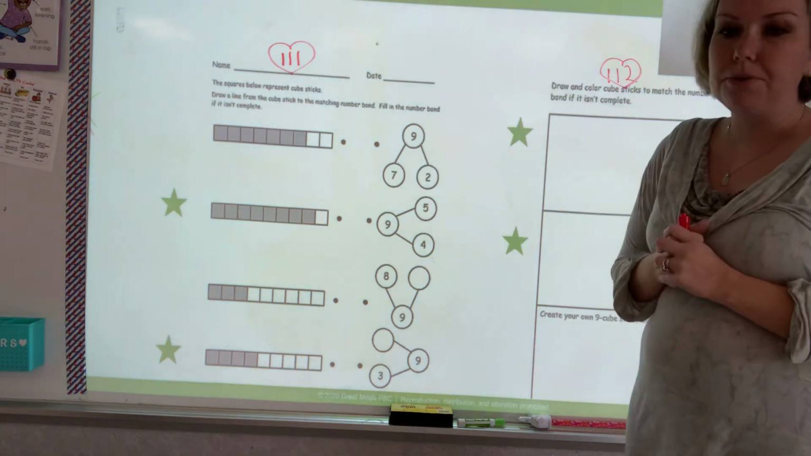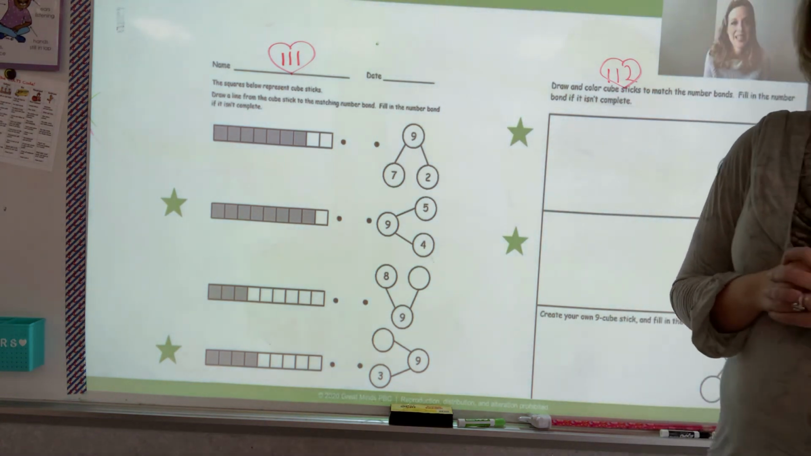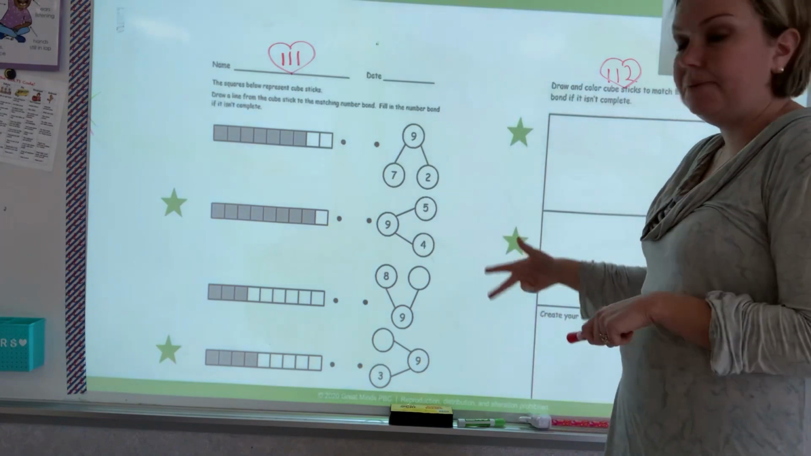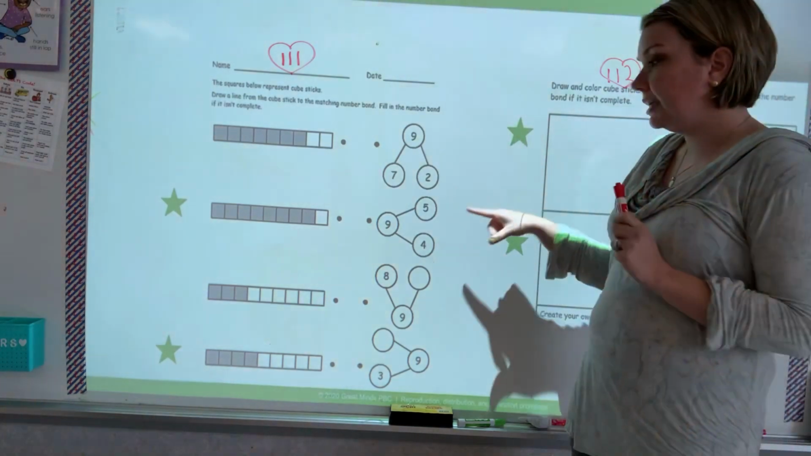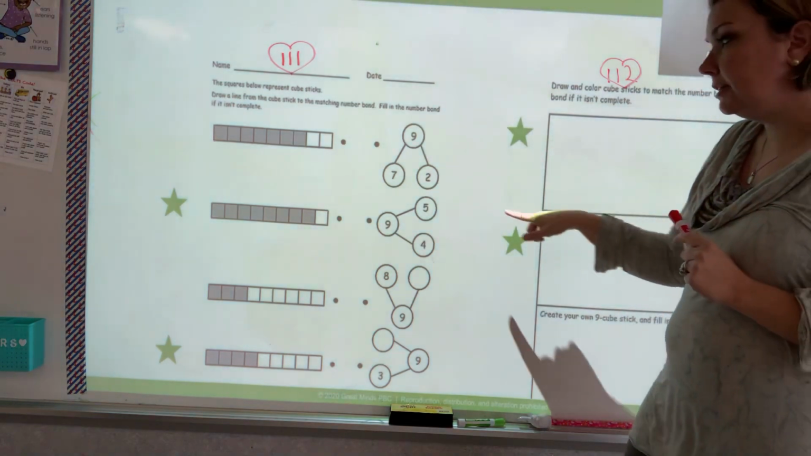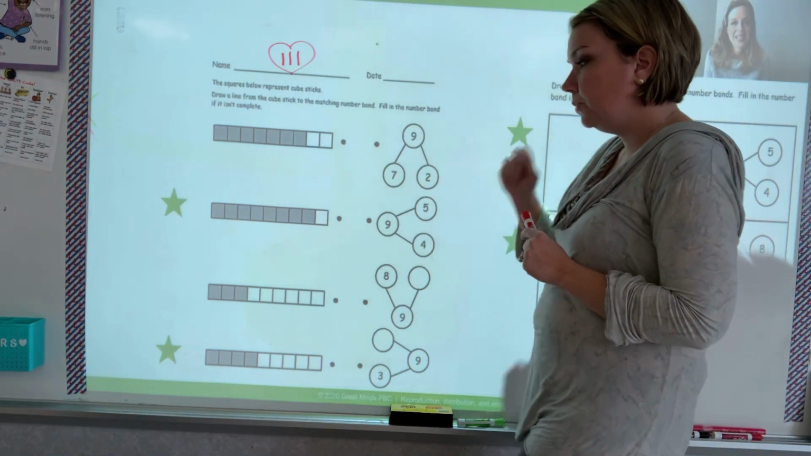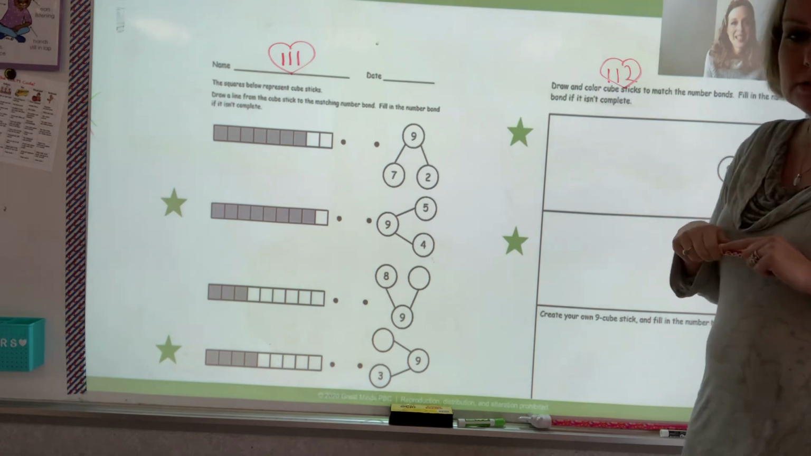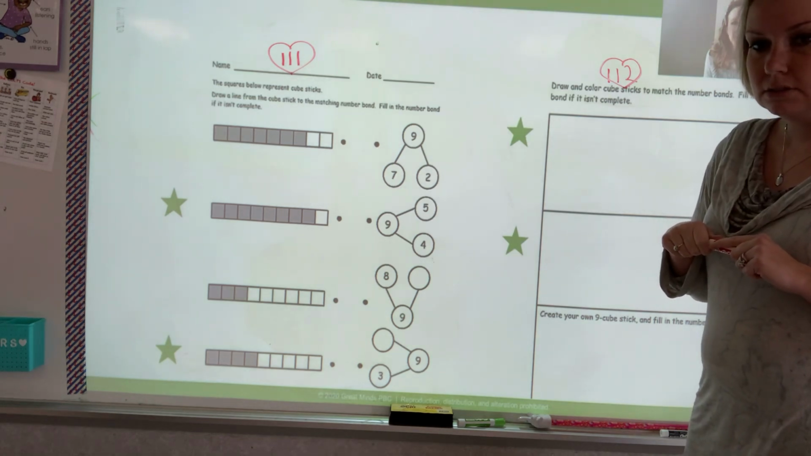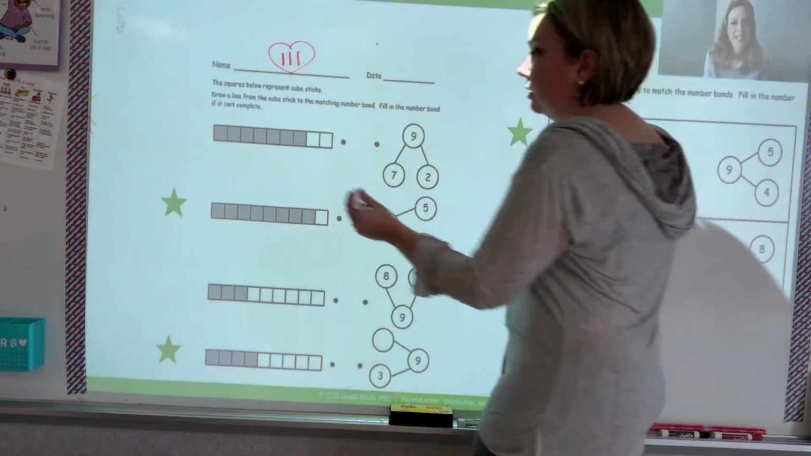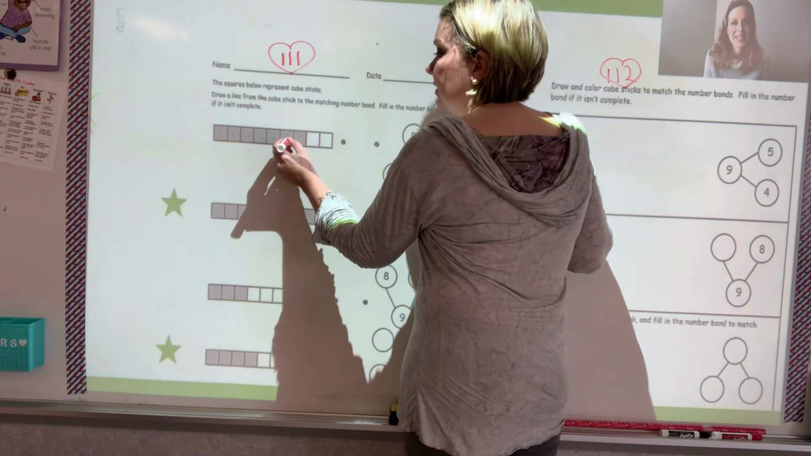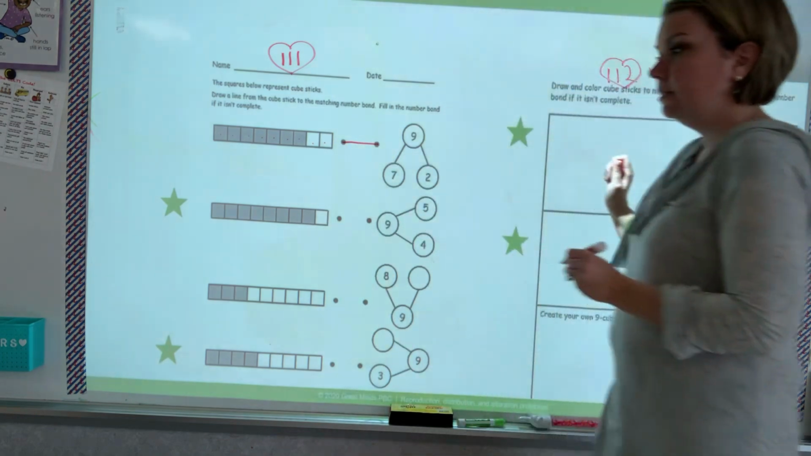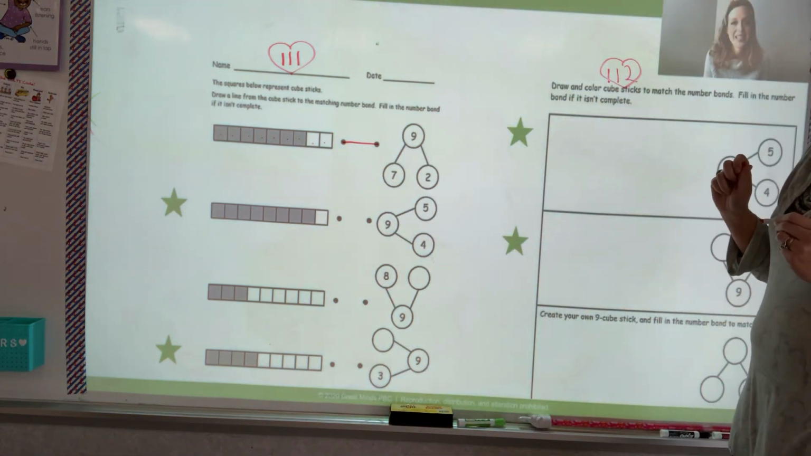Russell, what do you notice about the whole? The whole is always 9. So the whole stays the same. That means I need to look at the 2 parts. The 2 parts in this first one are 7 and 2. Do you see a stick with 7 gray squares and 2 white squares? I do too. Look. 1, 2, 3, 4, 5, 6, 7, and 2. So this must belong here. Draw a line to match it.